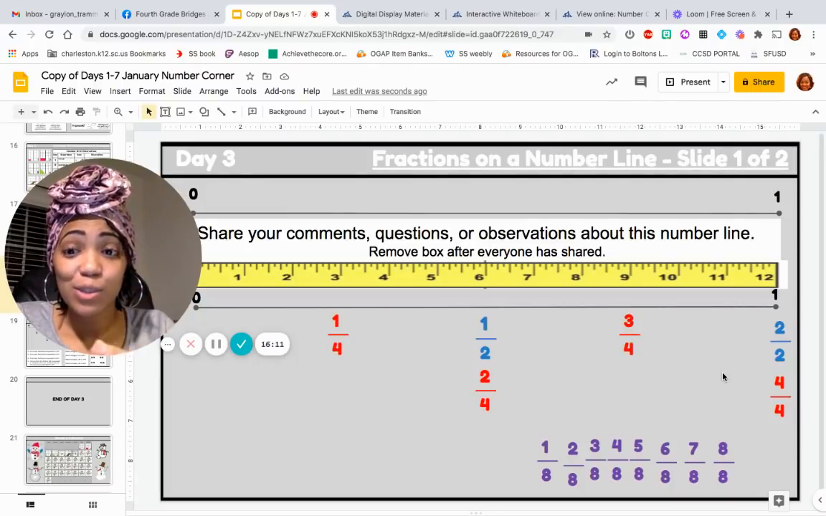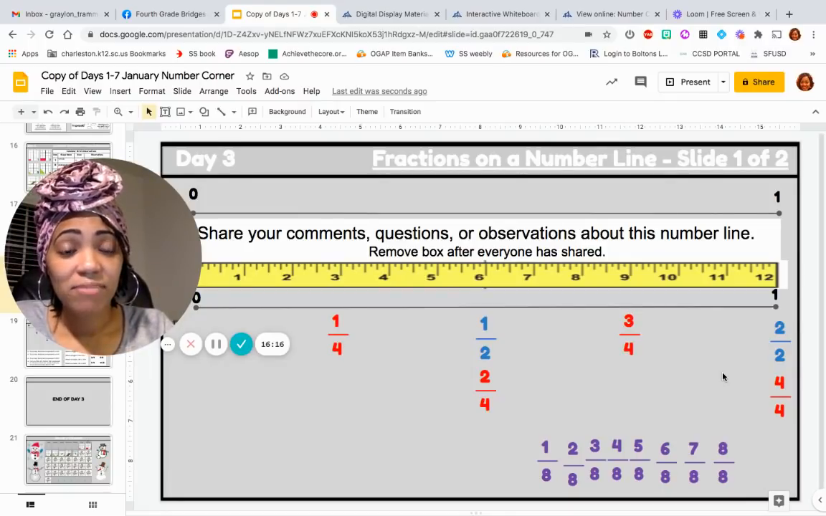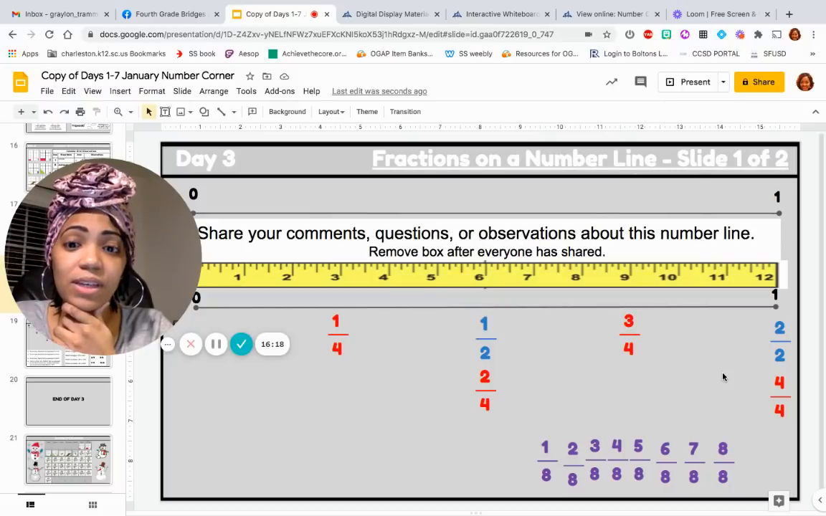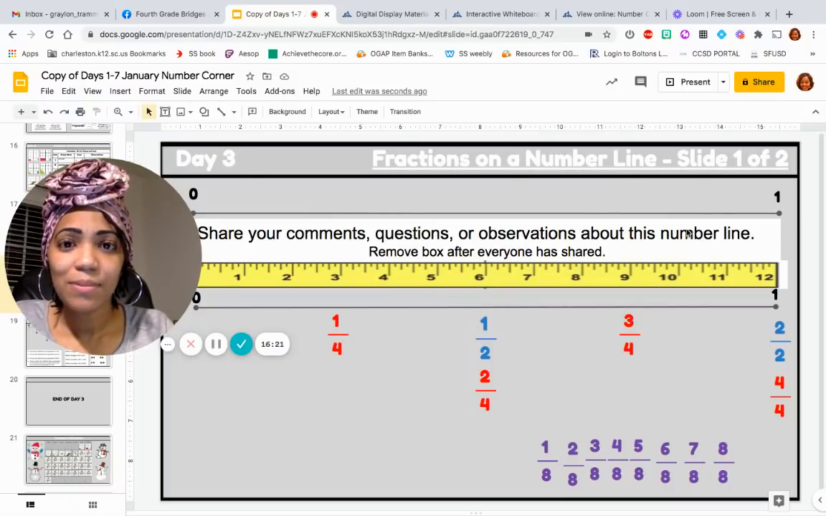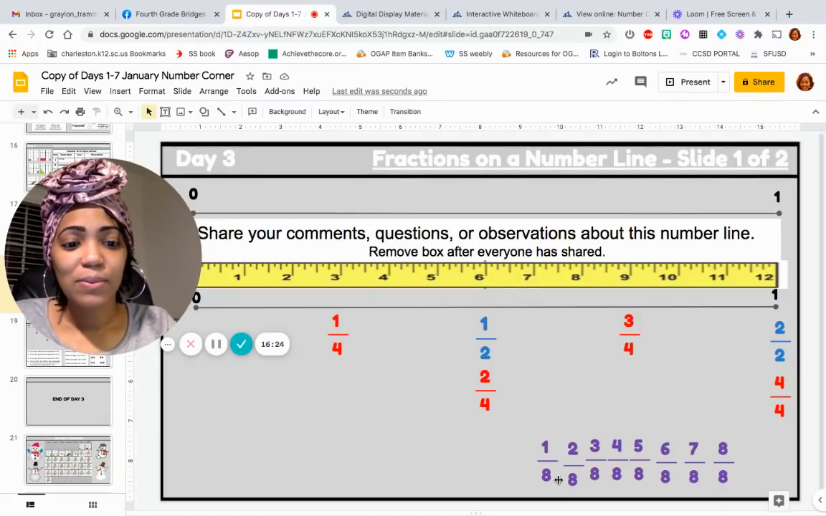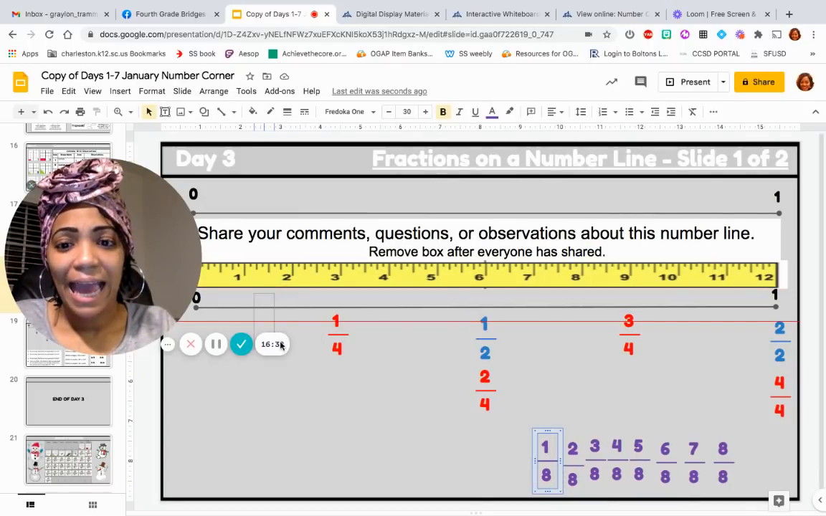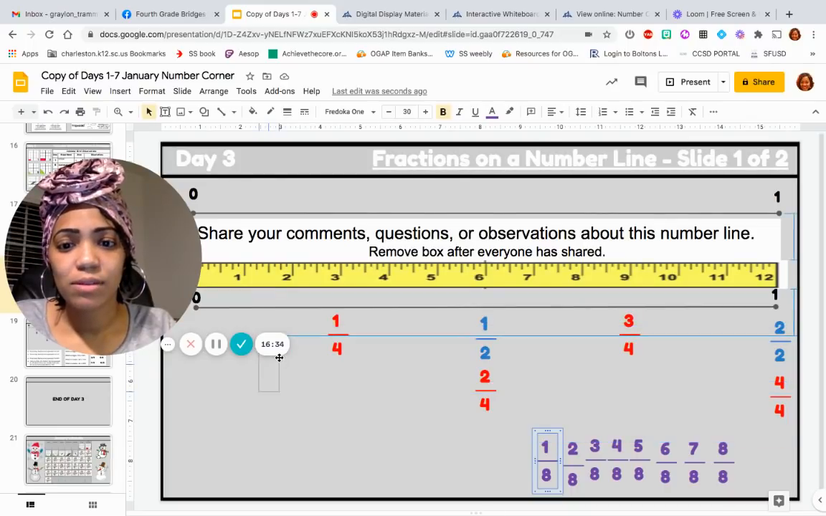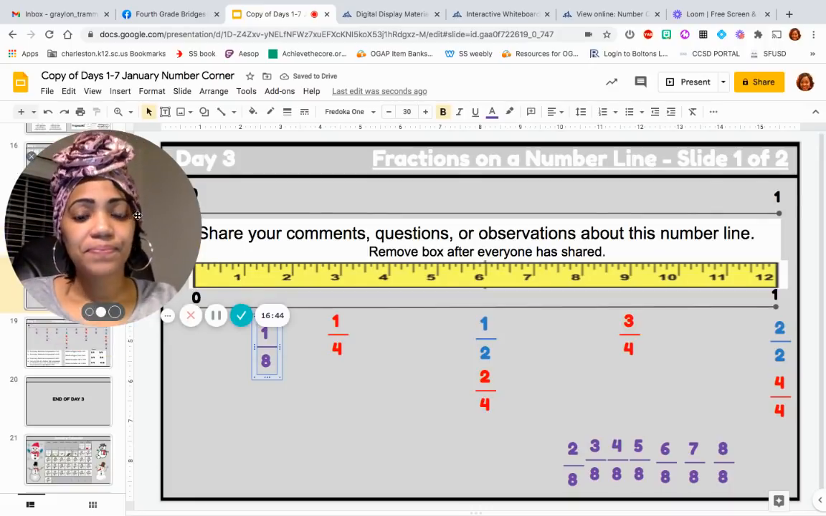Some of you may have taken 12 inches and divided it into 8 equal pieces. You could do that. What would you get though? Yeah, 1.5. So 1/8 is the same thing as saying 1.5 inches. Try to line that up as best as possible.